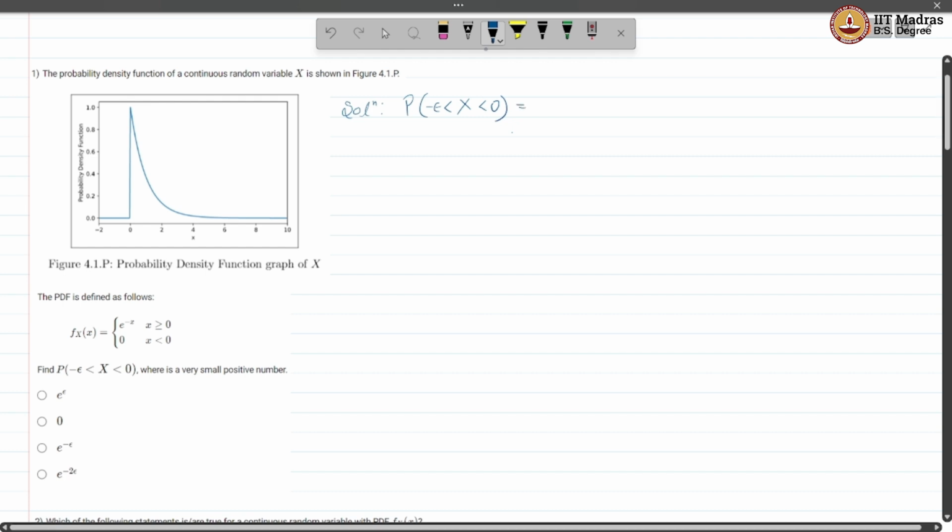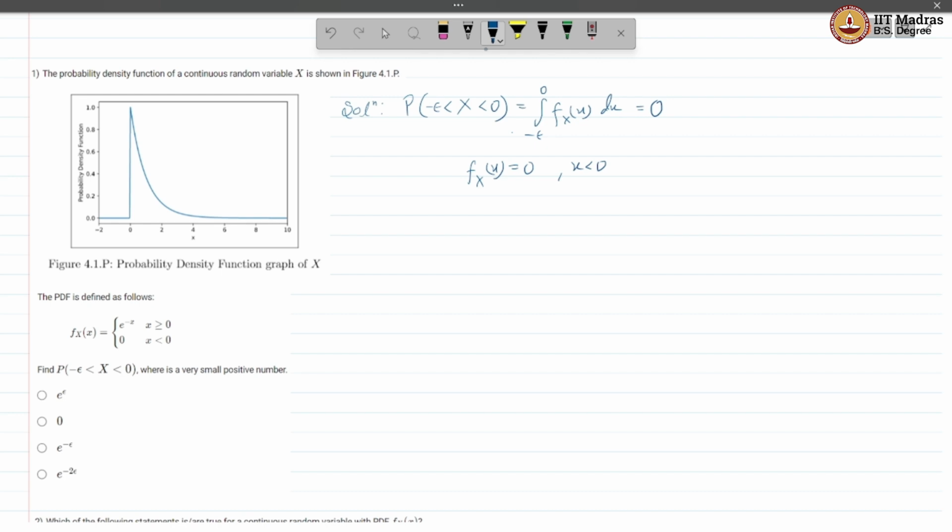So this will be equal to integrating the PDF from minus epsilon to 0 with respect to x. But the PDF is 0 for x less than 0. So the required probability will be equal to 0. That is, the probability that x is greater than minus epsilon and less than 0.